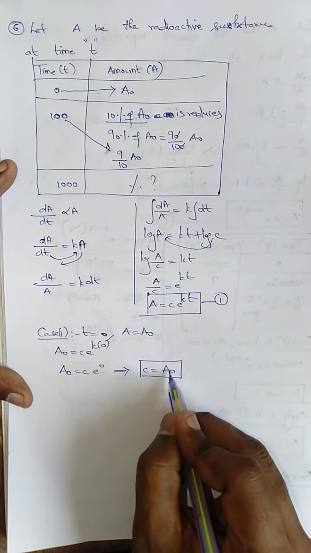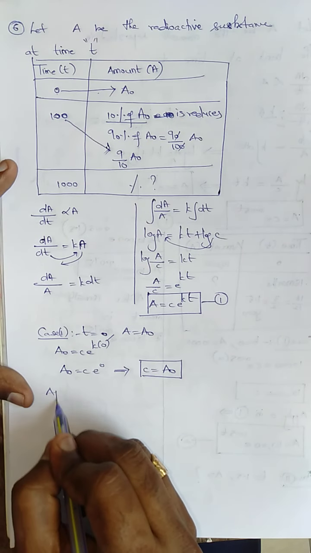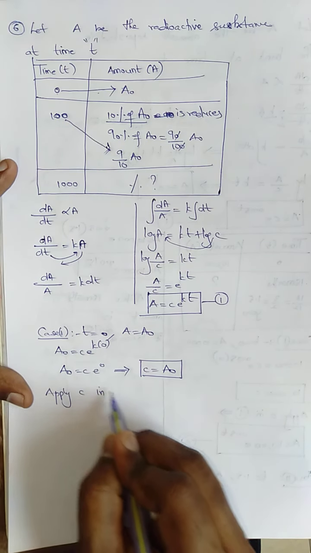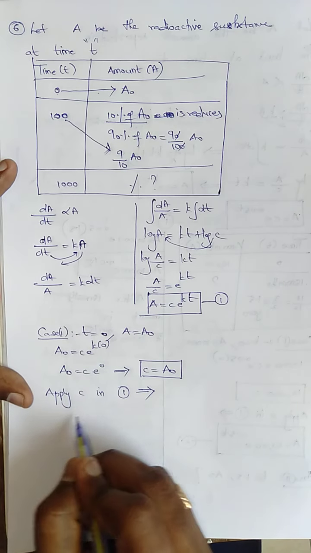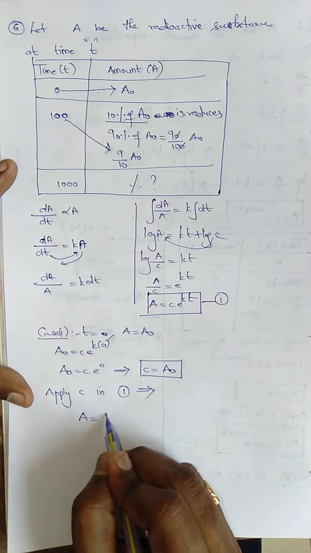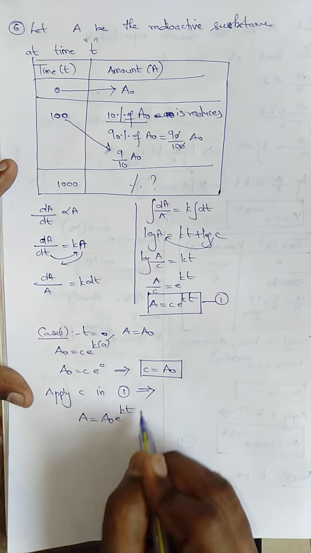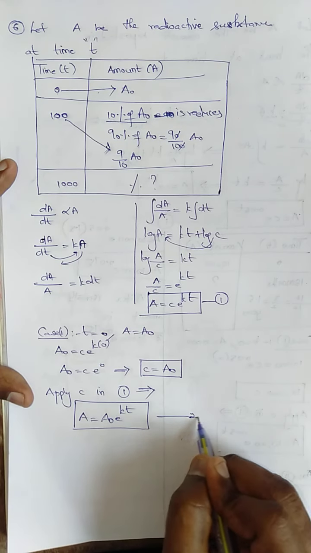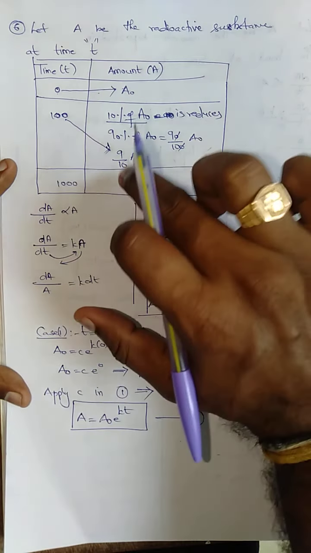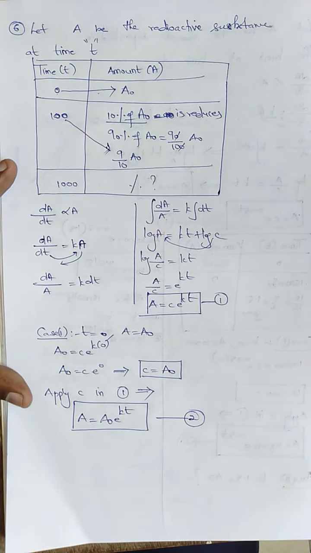So apply C in equation 1. A is equal to C, which is nothing but A naught, e power kt. Keep it as equation 2. This is the main equation. Case 2 and case 3 should be applied here only.